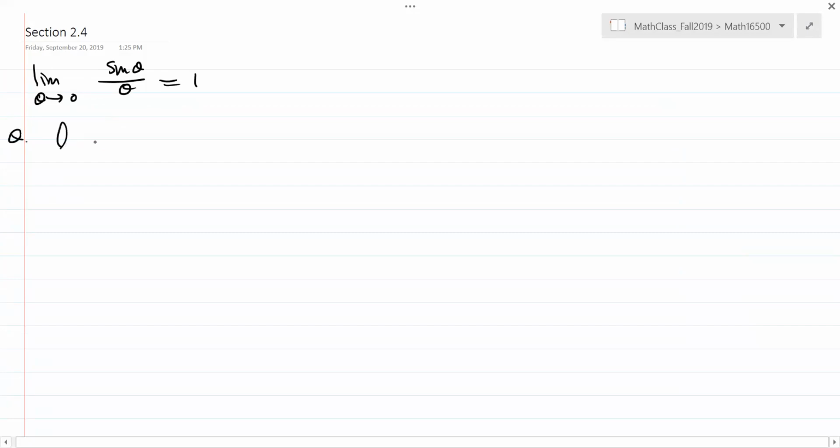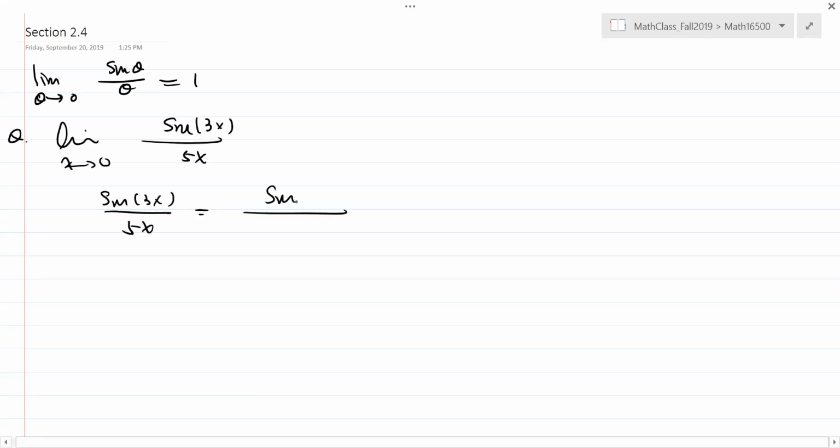For example, what is the limit as x approaches 0 of sine 3x over 5x? How do you solve this problem? Well, you can express this in the form sine theta over theta, using a substitution, right? Theta equals 3x. When x approaches 0, theta approaches 0. So it's 5 times x, and what is x? Theta over 3. So after you simplify, you get 3 over 5 times sine theta over theta.